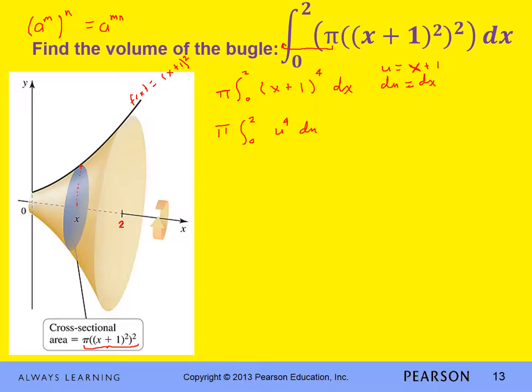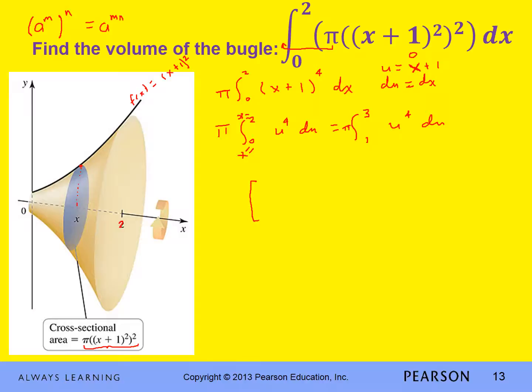Now, this is not exactly right, of course, because this is x equals 0 to x equals 2, but our variable here is u. So when x is 0, u is 1, and when x is 2, u is 3. So this is actually pi times the integral from 1 to 3 of u to the fourth du. Simple power rule.